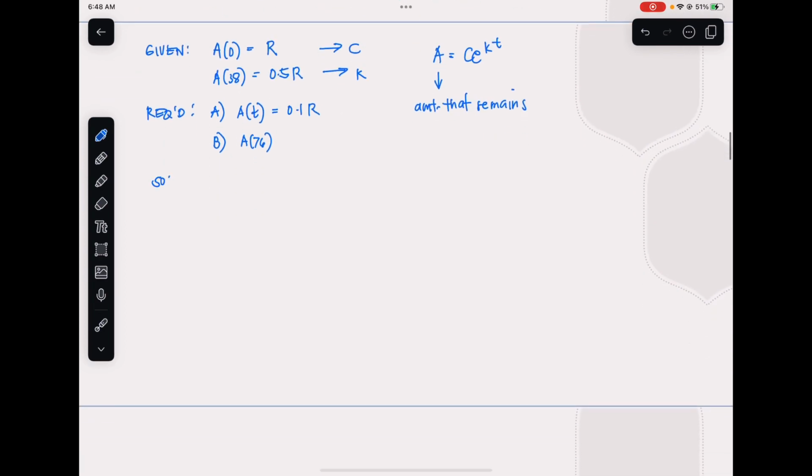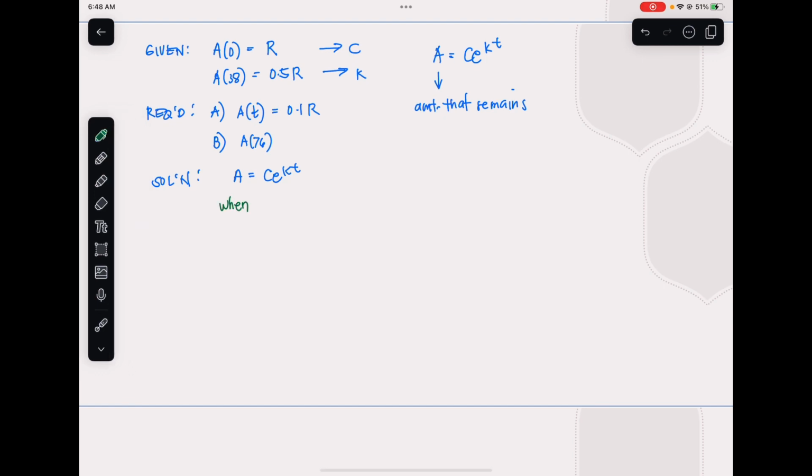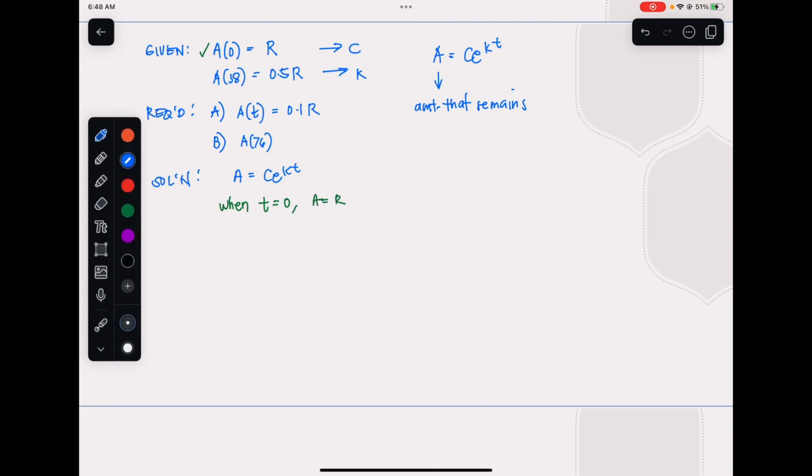For our solution, again we use the formula A = Ce^(kt). We start with our first initial value, that is when time is equal to 0. Using this given, when time is equal to 0, A is equal to R. And then we substitute.